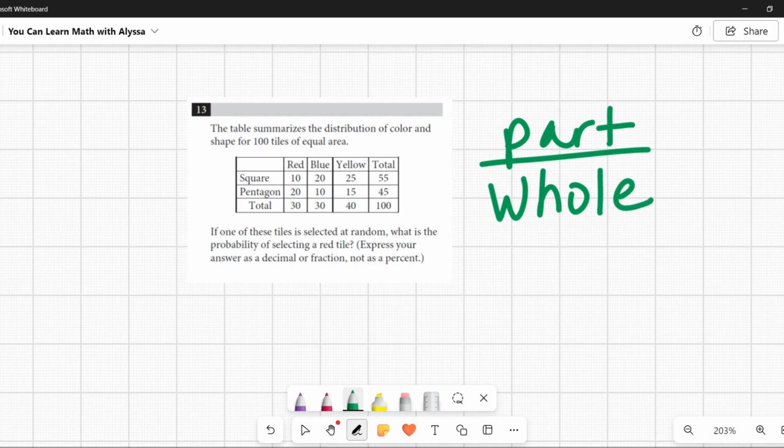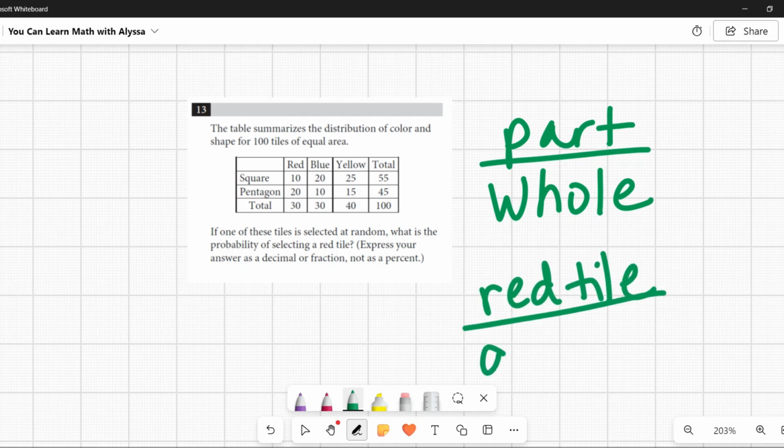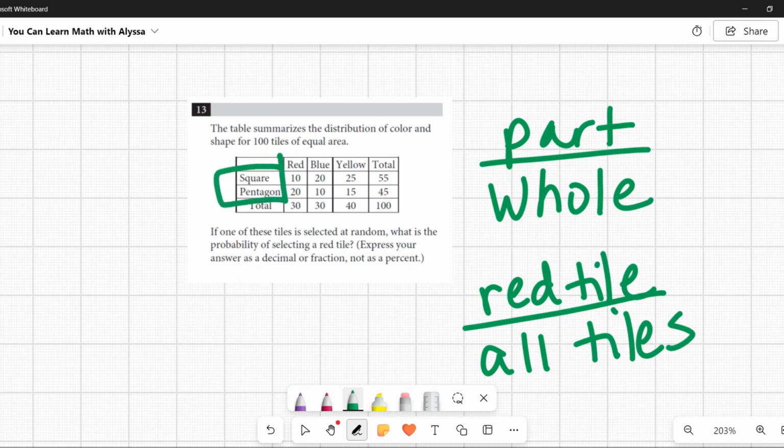So in this case, the part is red tile. And the whole would be all the tiles, because they're all in a bag together, I'm assuming. Now, it does not specify whether this tile must be square or pentagon. It doesn't matter. All that matters is whether it's red or not.